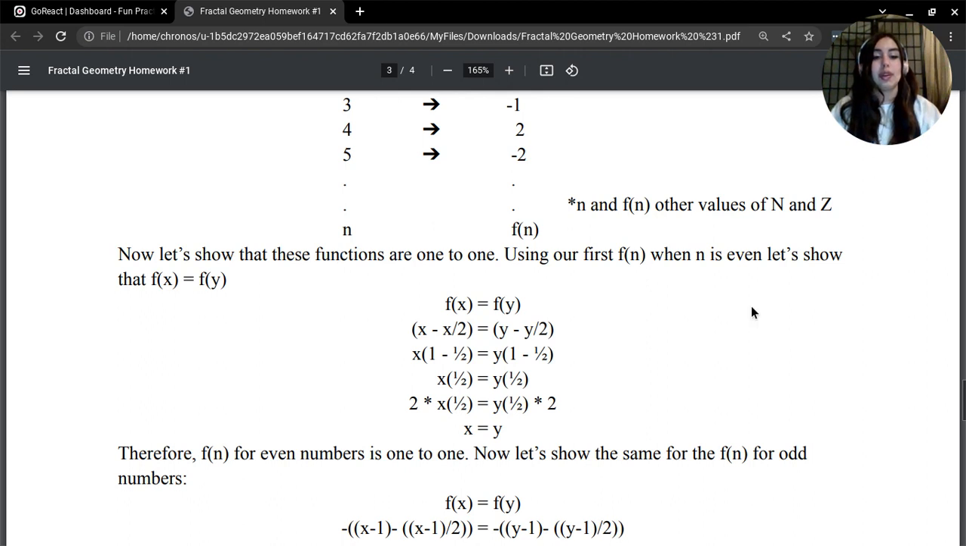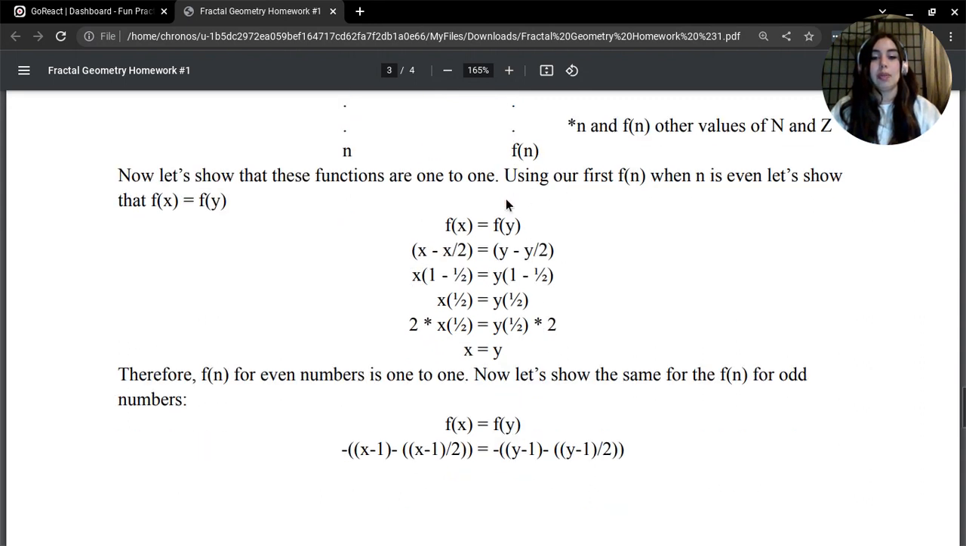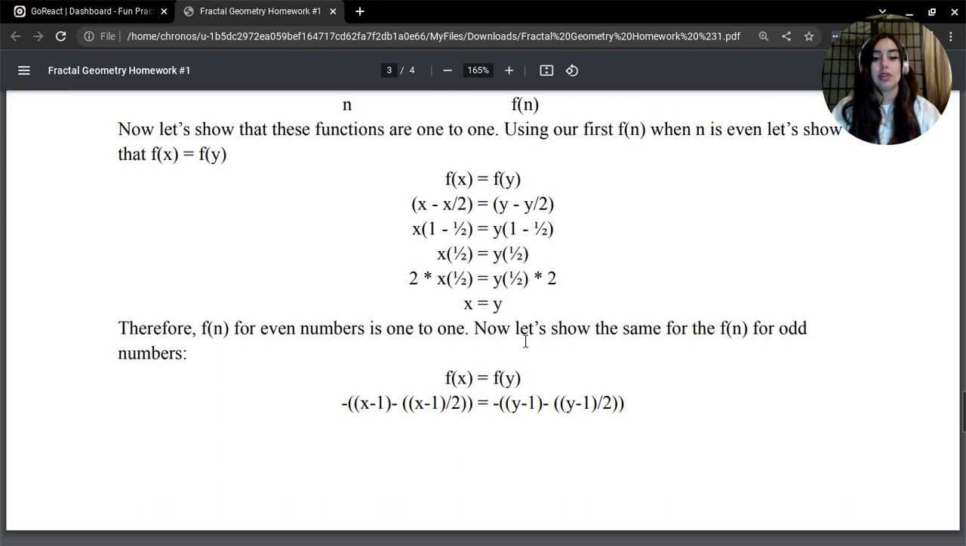So using our first f of n, when n is even, let's show that f of x equals f of y. So when we plug it into our equation, we have our original function, and it's going to be x minus x divided by 2, which is equal to y minus y divided by 2. We can factor out x and y on both sides, so when we simplify the numbers, we get 1/2, and then when we multiply 2 on both sides, we get x equals y. So therefore, f of n for even numbers is 1 to 1.